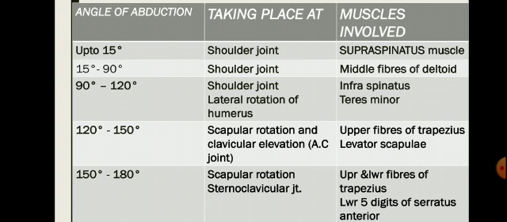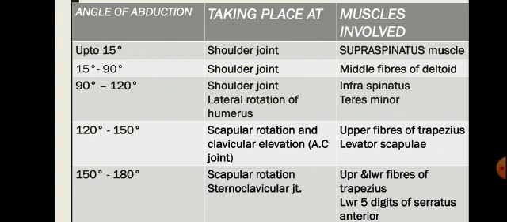Why? What is the need for the lateral rotation of the humerus to occur here? Whenever you abduct your hand, there will be the greater tubercle, right? This greater tubercle will come into direct contact with, or impinge on, the acromion process, so that we can't abduct further unless we do the lateral rotation of the humerus. So here the lateral rotation of the humerus occurs, and the muscles involved are the infraspinatus and the teres minor.